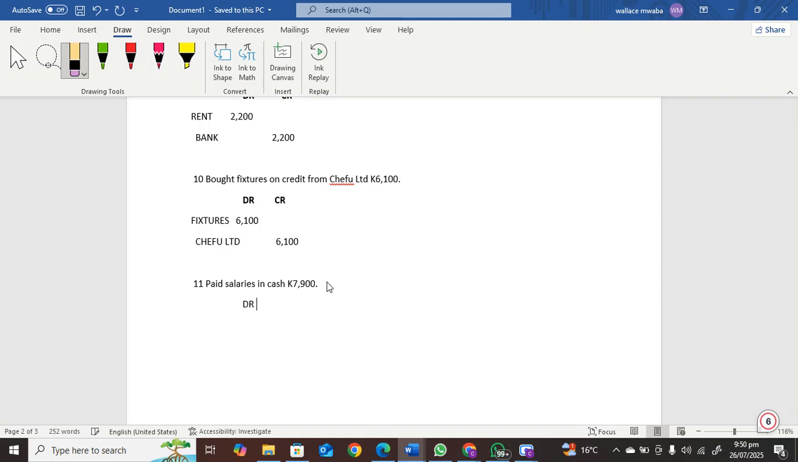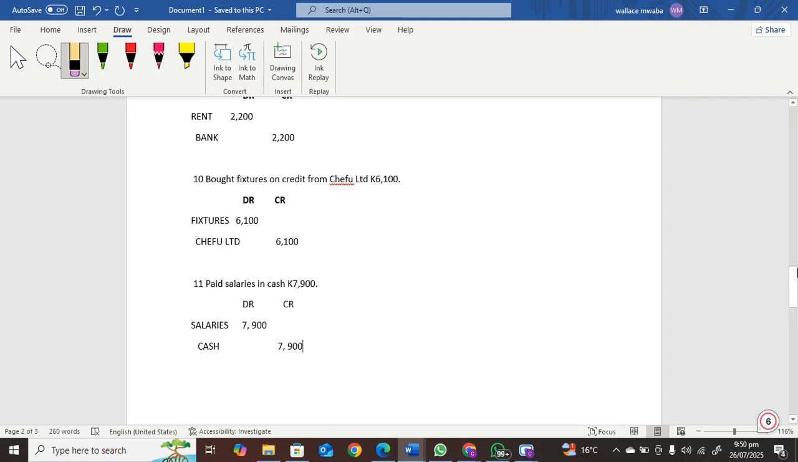So according to our double entry rules, increase in an expense, you debit. So salaries, debit 7,900. And cash is an asset. Reduction in an asset, you credit.